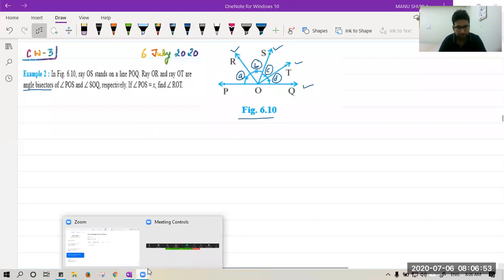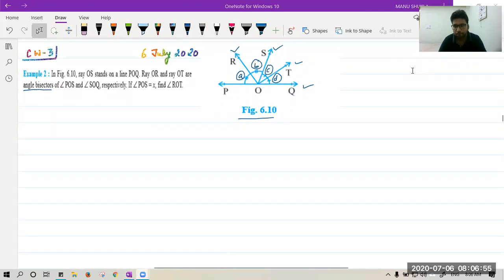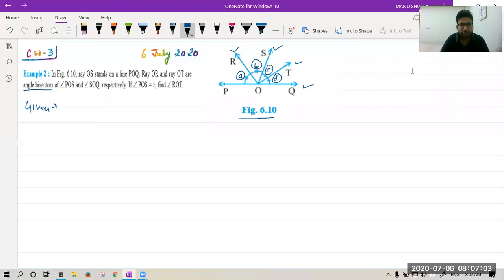Once again, let me open that chat window also. Now we have to first write what is given to us. If you write the given part, we can say given to us is angle A is equal to angle B, comma, angle C is equal to angle D. These two things are given to us.